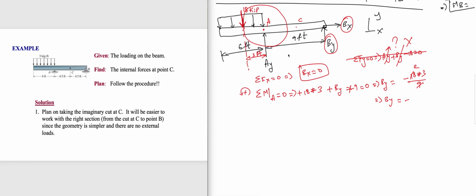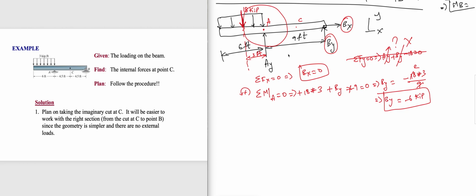What is the meaning if By is negative? That means our assumed direction is opposite. We have to flip the direction, but I'm not going to flip it. I'm just going to use this By equal to negative 6, highlight it, leave it like that.